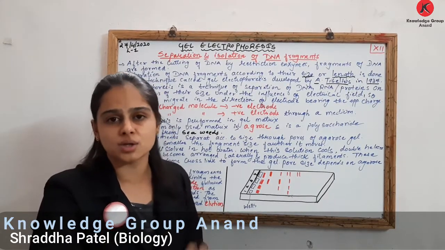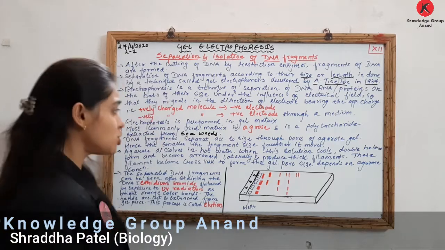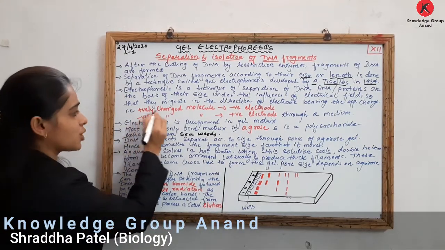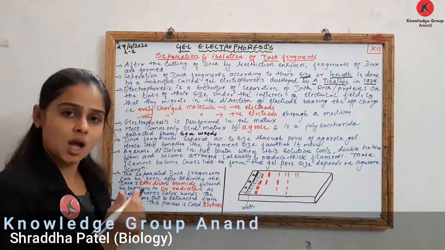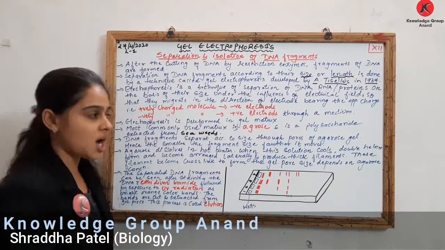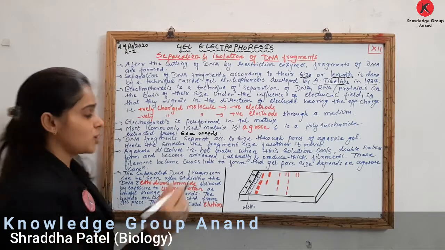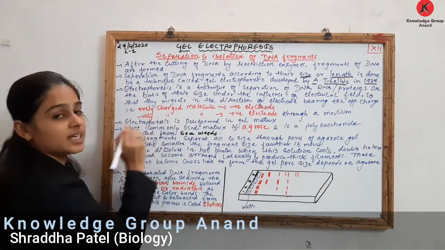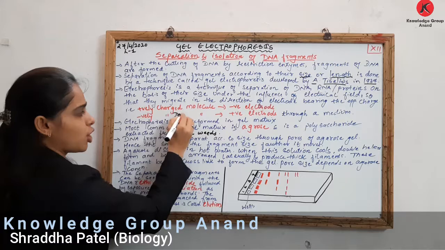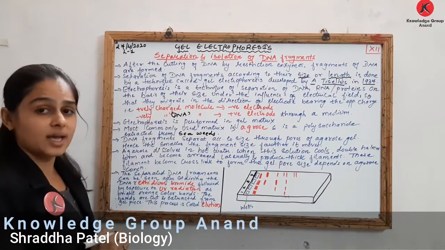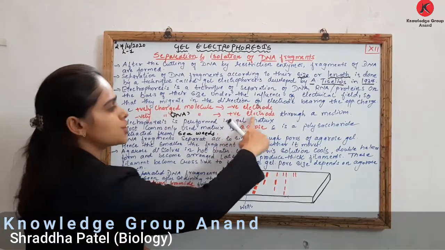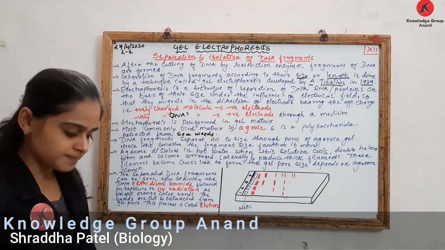This is your electrolytic cell. Okay. So I have written that if your molecule is positively charged, it is going to move towards the negative electrode. If your molecule is negatively charged, say your DNA, then DNA is going to move towards the positive electrode.